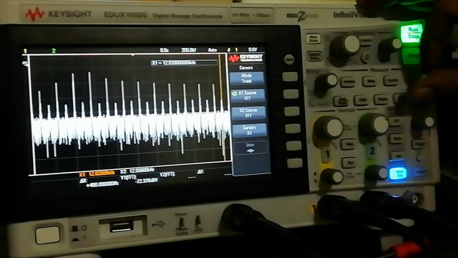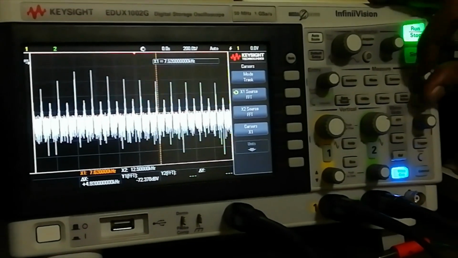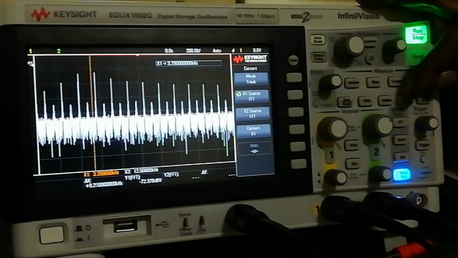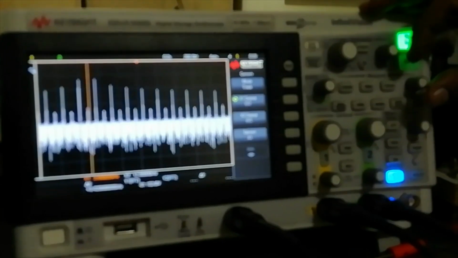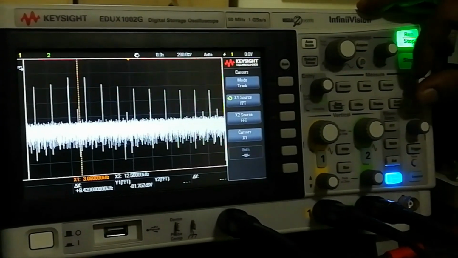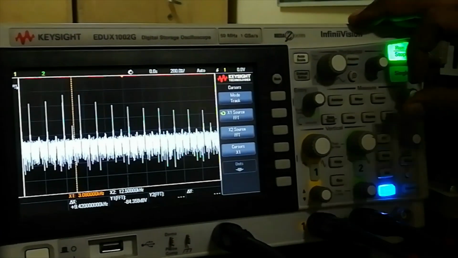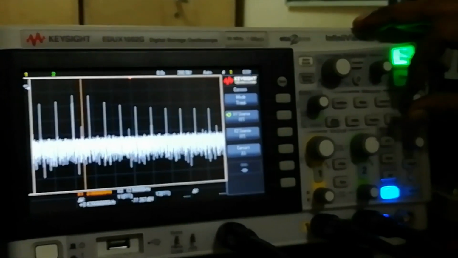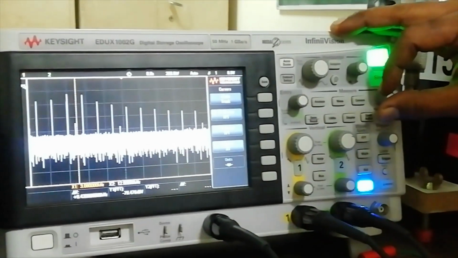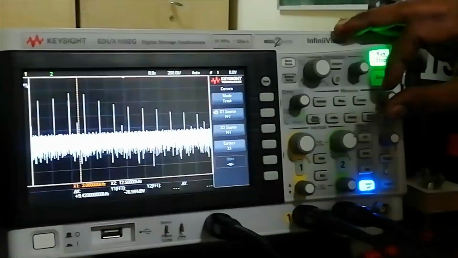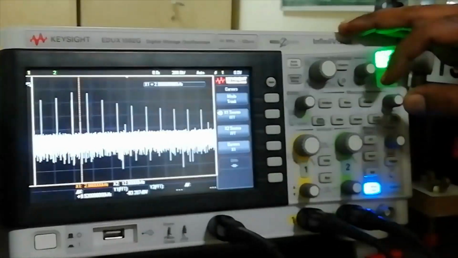So those harmonics are also there. But here, significantly, there is a drop in the magnitude of the carrier signal. But it is sufficient to recollect our information. Even if the carrier is suppressed, that's its advantage, that's all.